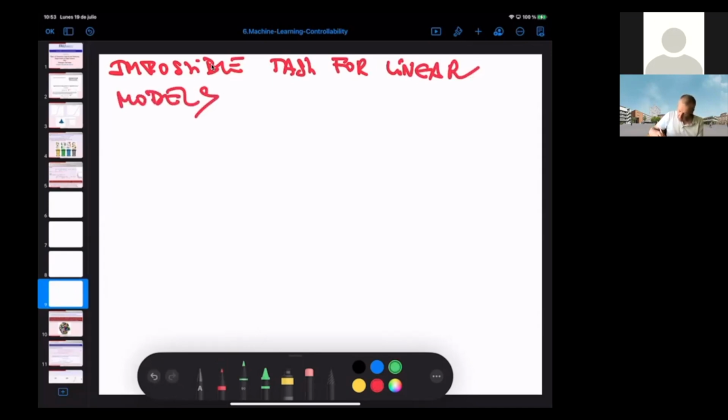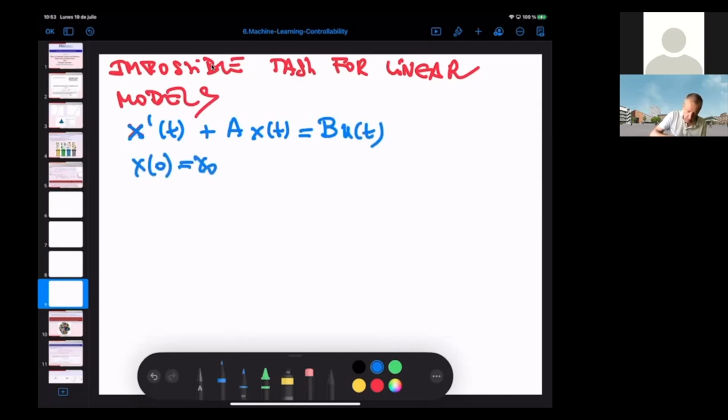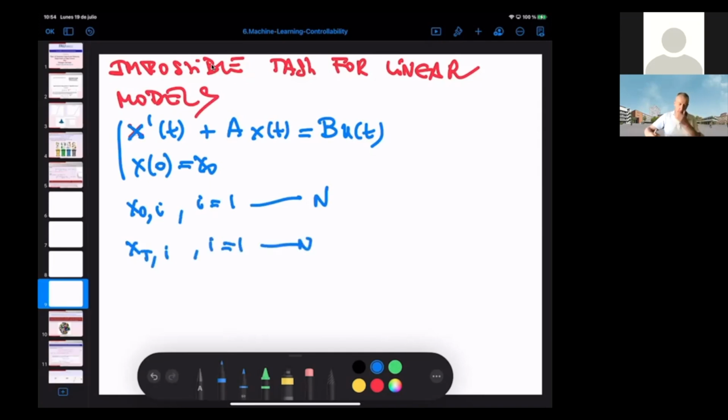Indeed, assume that you consider two things. Assume that you consider the linear differential equation that we were discussing the previous days. But now you say that, okay, I have a family of initial data, and then I also give a family of targets. I give you the family of initial data, and I give you the family of targets.